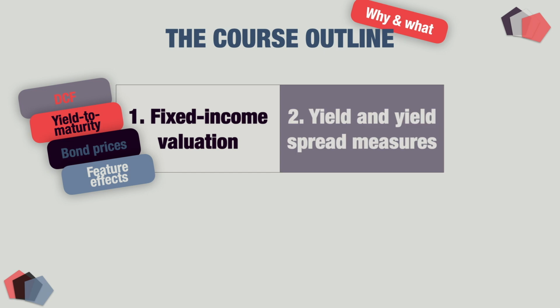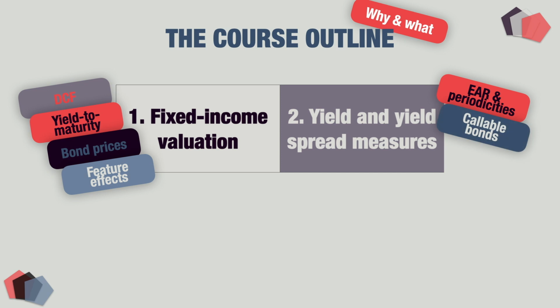In yield and yield spread measures, you will calculate effective annual rates to account for varying payment frequencies. Understand the various yield measures for bonds with callable options. Study credit spread, G-spread, I-spread, Z-spread, and yield spreads for floating rate bonds.